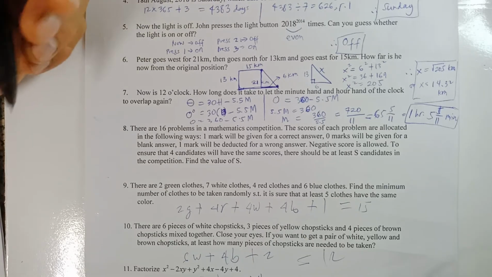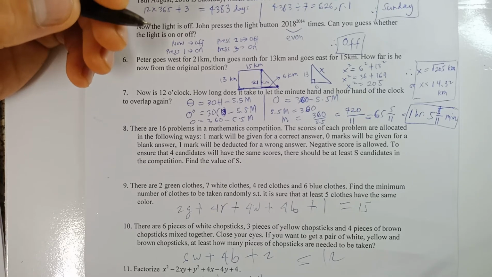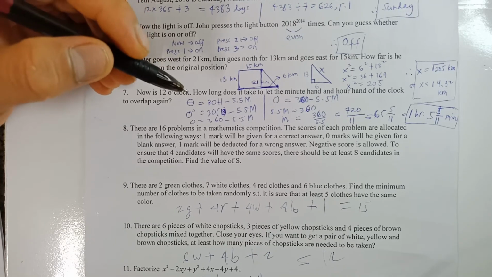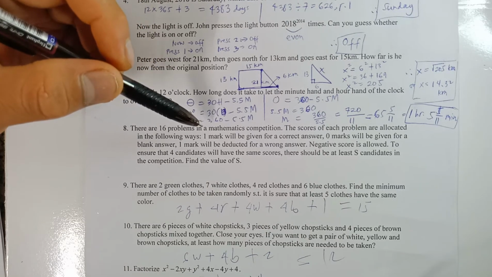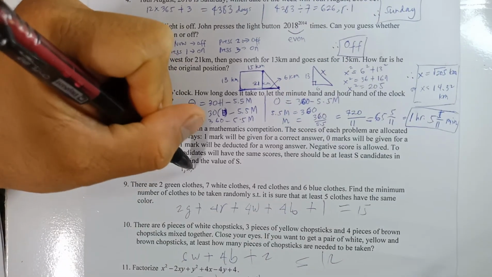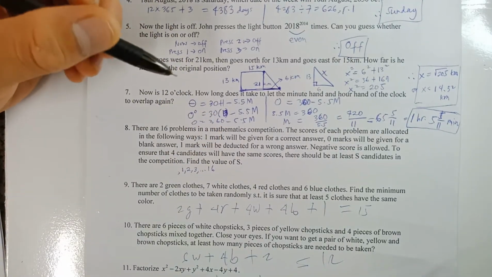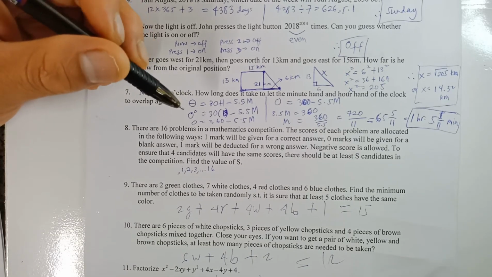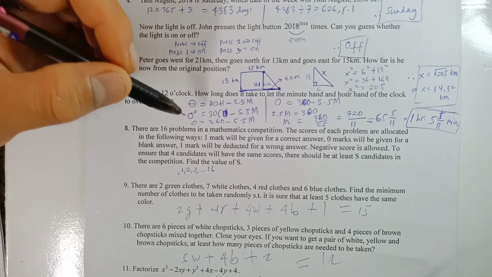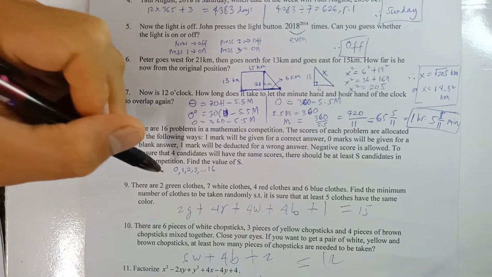To solve this problem, we just need to count the total number of possible scores. Okay, what are the possible scores for this mathematics competition? Since one correct answer is 1 mark or 1 point, it is possible to get a score from 1, 2, 3 up to 16. And then, since 0 will be given for a blank answer, if ever one student leaves all questions blank, that student will get a 0. So 0 is also a possible score.